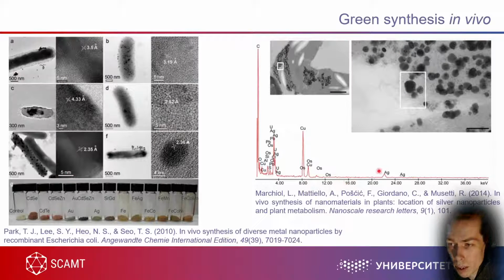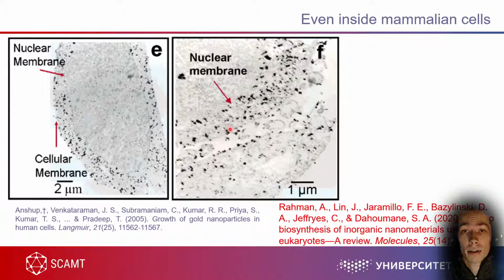But still, you can see some silver here, and probably something silver here. But not only bacteria, fungi, yeast, and plants can be used to obtain particles, but even mammalian cells can be used. And this one is human cells, and there are some particles which were obtained in human cells just using some gold-containing salts.